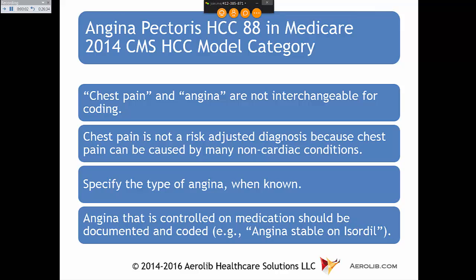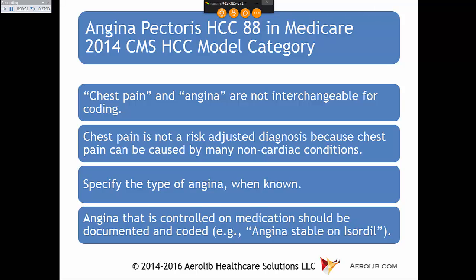Angina pectoris, when we talk about HCCs, number 88 in the Medicare HCC model category, they talk about chest pain and angina. These are not interchangeable for coding. Chest pain is not a risk-adjusted diagnosis because it can be caused by many non-cardiac conditions. What they want is for you to specify the type of angina. So angina that's controlled on medication should be documented as angina, stable on Isordil.